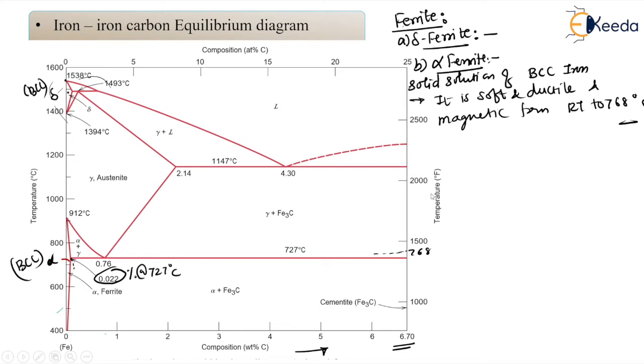So in ferrite we have two ferrites, alpha and delta ferrite. Now dear students, come back. This is the first phase that we are having. The second, very important one, dear students, is the gamma austenite.